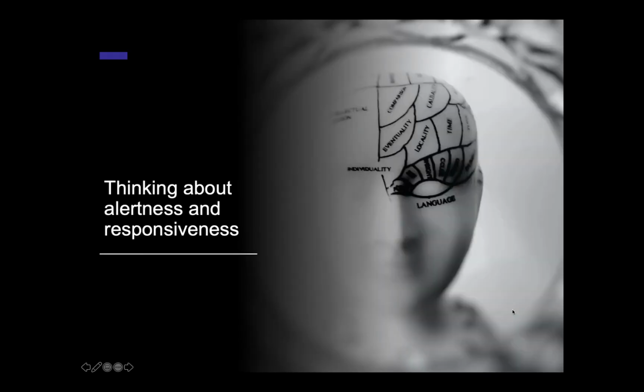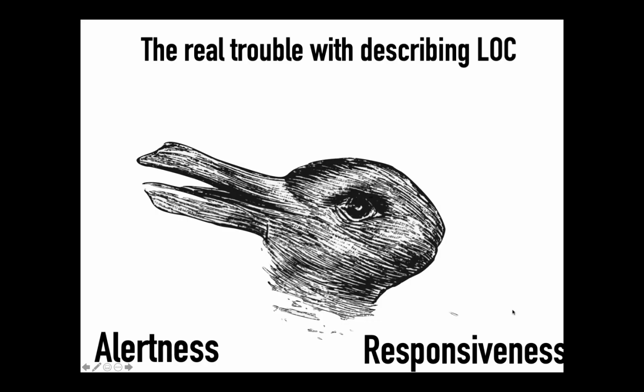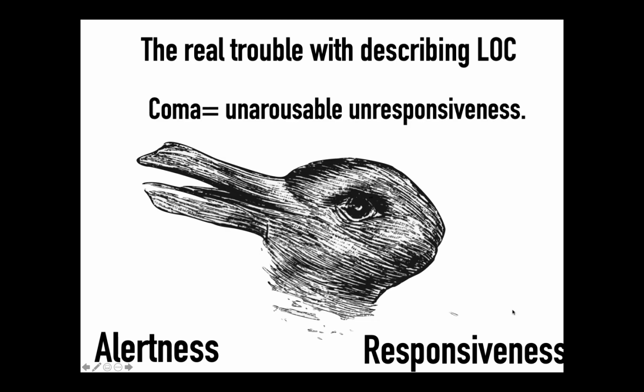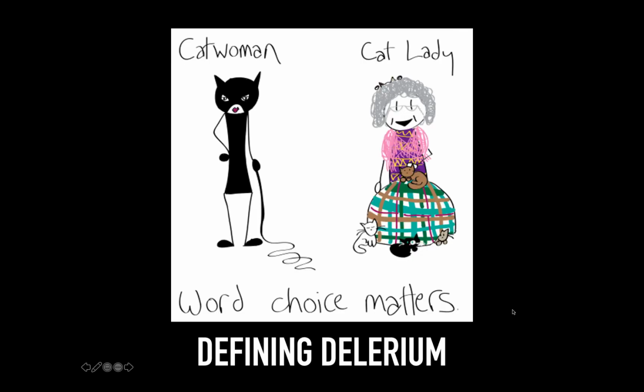You have to really think about alertness and responsiveness. And this is the real trouble. A patient can be alert, but non-responsive, and they can appear to be not alert and also responsive. Coma is really the definition, is unarousable unresponsiveness. And really, word choices matter, particularly when you're calling a consultant to communicate accurately.